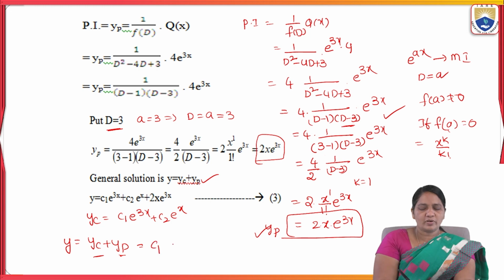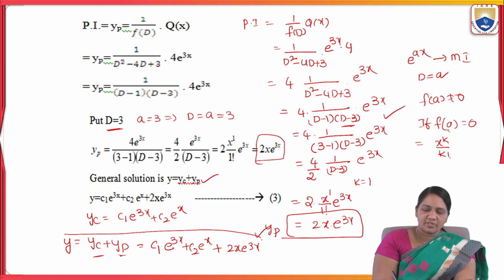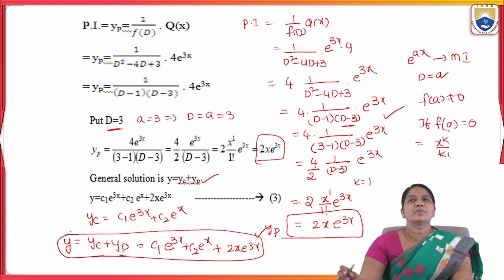So the complementary function is already calculated, that is c1 e power 3x plus c2 into e power x, and the particular integral is 2 into x into e power 3x. This is our complete solution or general solution of the given non-homogeneous equation.